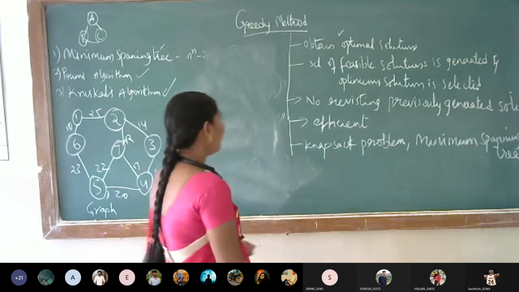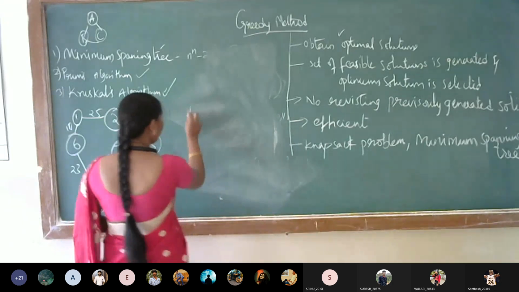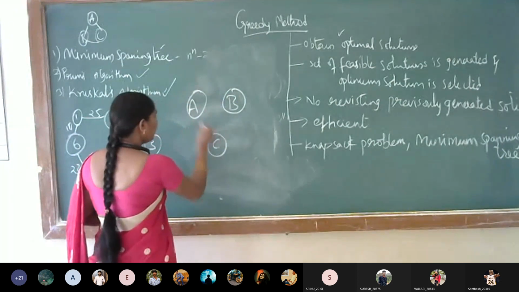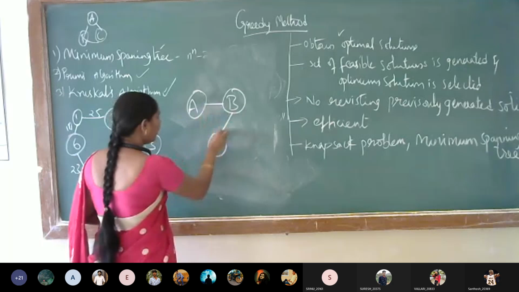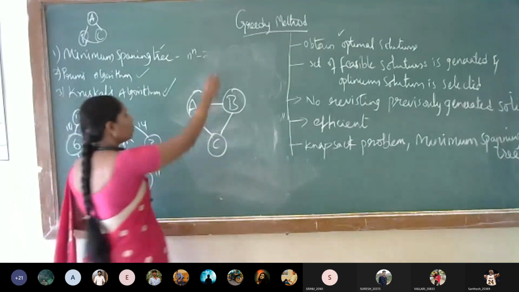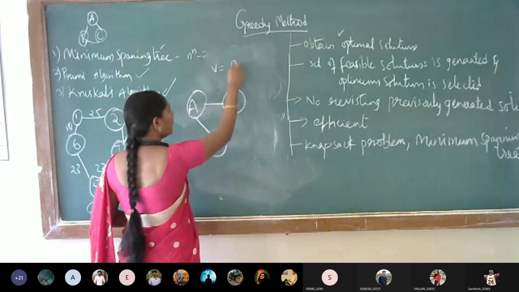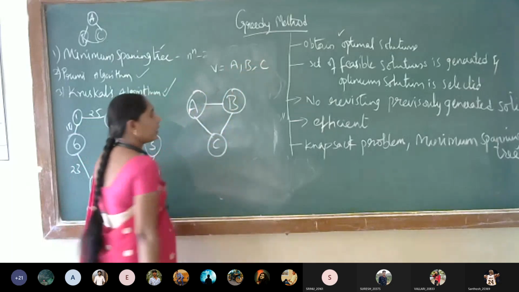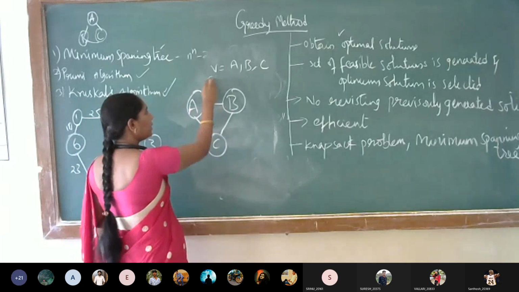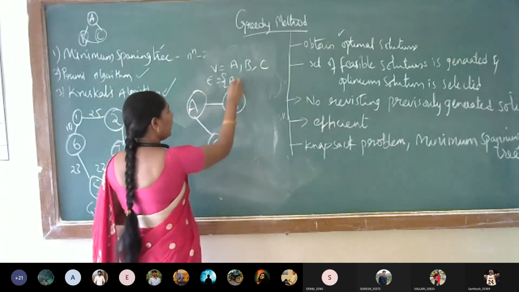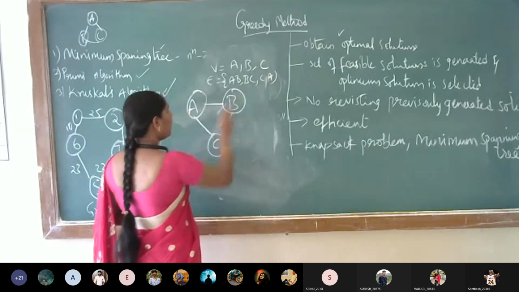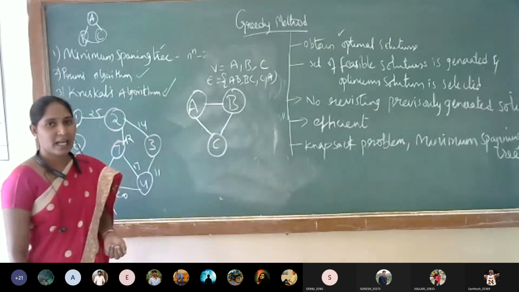Okay, so now we will take one particular example. A, B and C. This is my graph. My graph consists of three different vertices, that are A, B and C. And it consists of three different edges: AB, BC and CA. So these are the three different edges I'll be having.